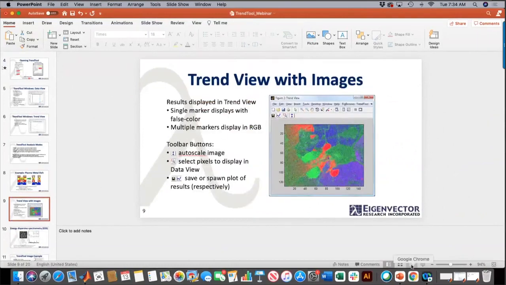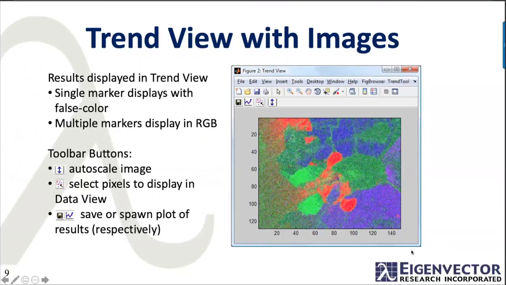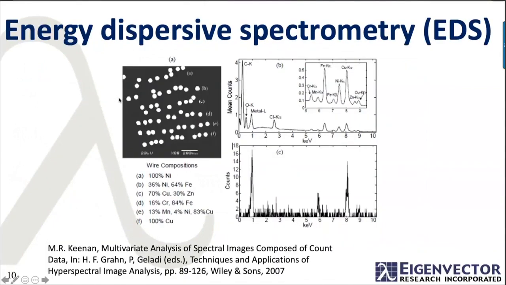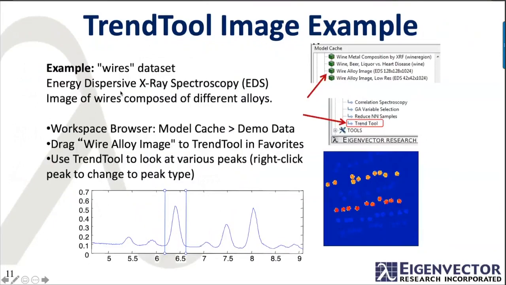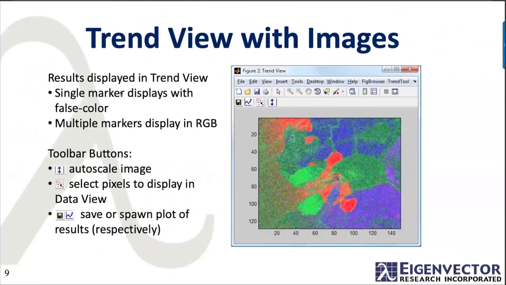You can use trend view with images, and then the results are displayed in trend view. You can set markers on the spectra from the images, and show what's going on as an image at, say, a particular wavelength or an integrated peak from a hyperspectral image. Multiple markers will display in red, green, blue. And there's a few new toolbar buttons to use when you're doing that. There's auto scale the image, select the pixels to display. You can save or spawn.